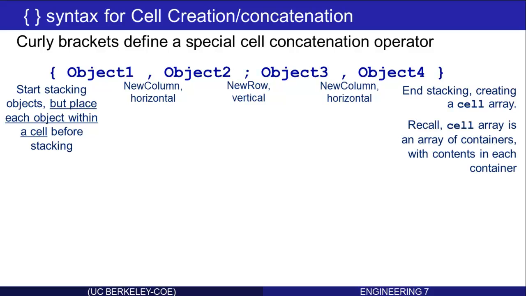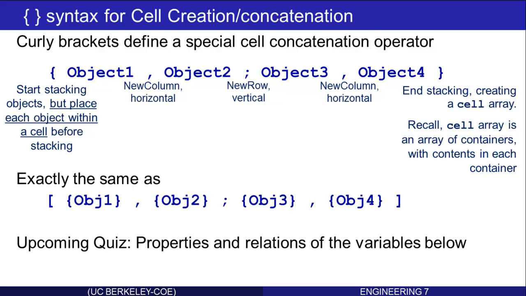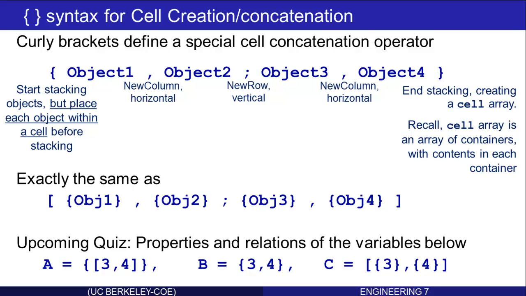Remember that a cell array is an array of containers, and each container has contents. Now this is exactly the same as something we've already seen before. The square bracket operator to simply start stacking, and then notice that here each object has been placed in a container with the single curly construction that we learned earlier. A curly bracket around an object automatically places that object in a cell array or a container. So here we've achieved exactly the same objective. We started stacking, and as we found each object, we placed it in a container and then did the concatenation in the manner described by the commas and semicolons. We'll test your understanding of this with an upcoming quiz where we'll look at the following three variables.